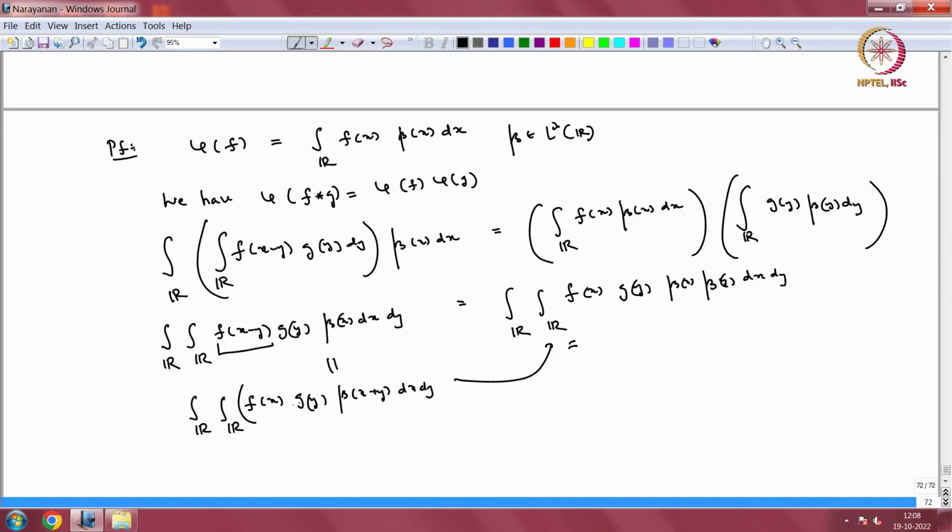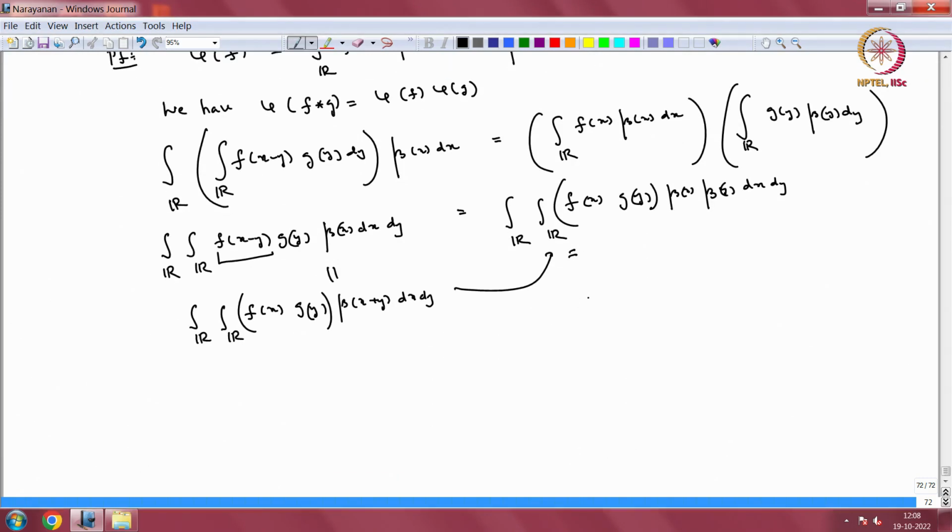Now you see you have f of x and g of y here, and f of x and g of y here. We conclude that. There is still some work to do here; these are bounded functions, right. So, conclude that beta of x plus y equals beta x beta y, almost everywhere and so on. There are always measure theoretic things involved.